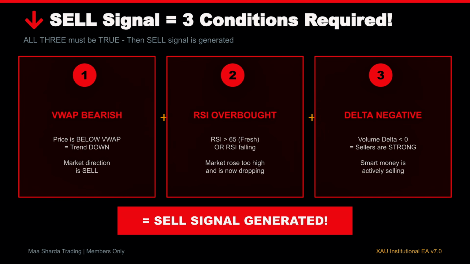Similarly, a sell signal also requires three conditions. VWAP must be bearish, RSI must be overbought or falling, and volume delta must be negative. All three must be true for the sell signal to be generated, confirming a strong selling opportunity.